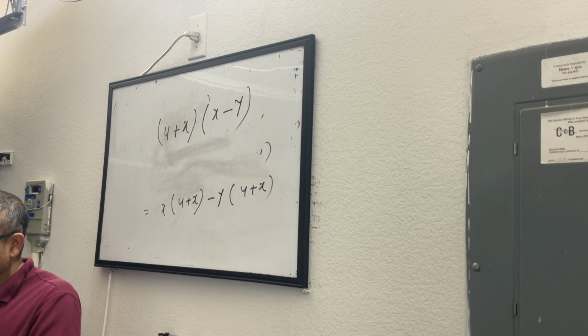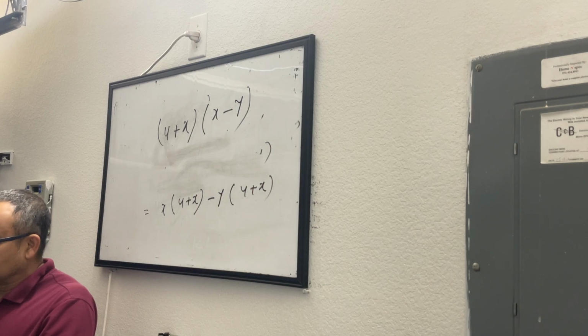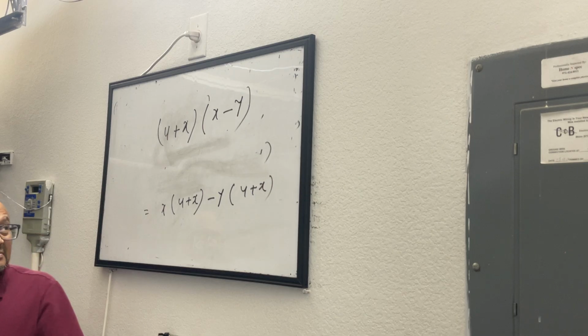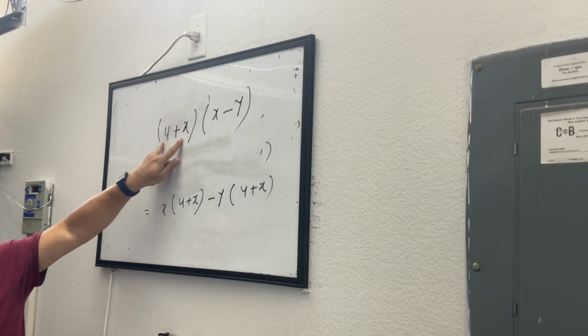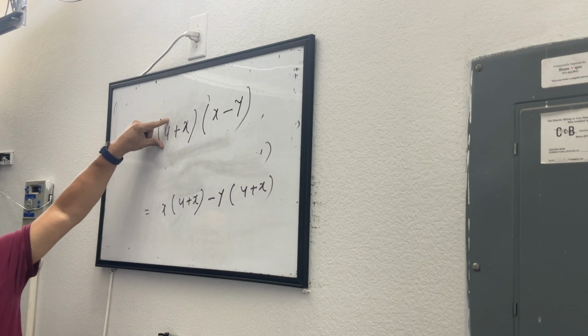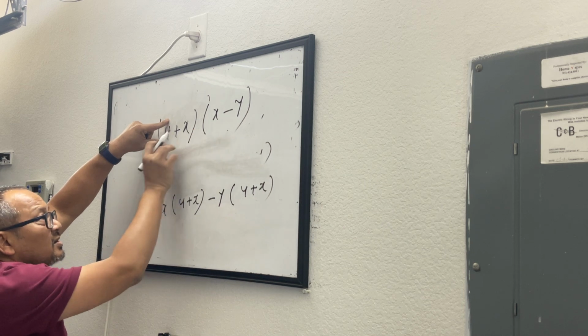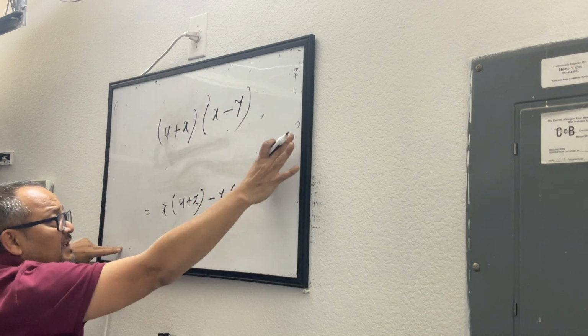Does it sound okay to everybody, or if it at all sounds gibberish, let me know. Can you also do 4x minus x times y? No, because I'm doing the first term of this one times the first term of the second one, and then the positive x times. So that is the next step.